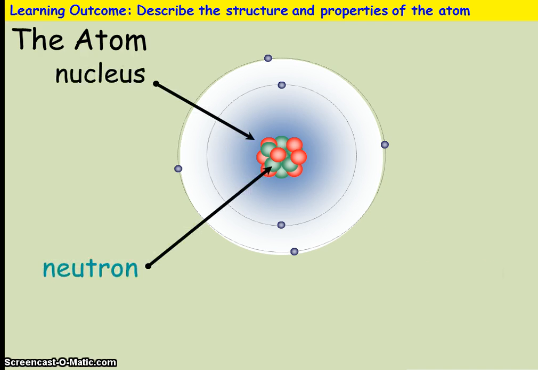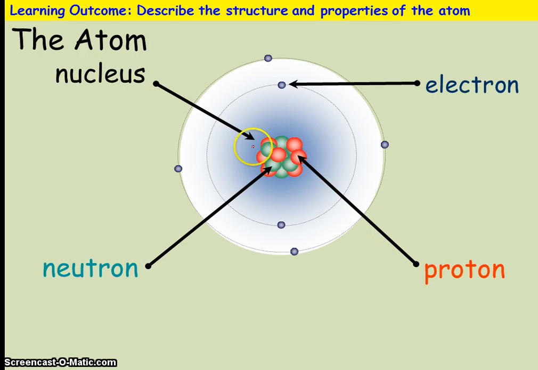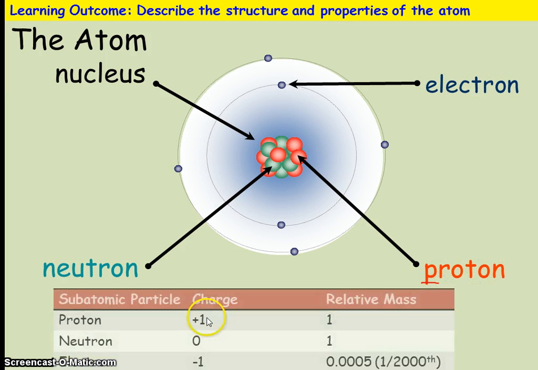So the atom then has several key features: a nucleus in the centre and shells around the outside. In the nucleus there are two particles, the neutron and the proton, and in the shells there is the electron. Now protons, remember the P is for positive because it has a positive charge. Neutrons are neutral, they have a zero charge, and electrons are negative, so they have a -1 charge.